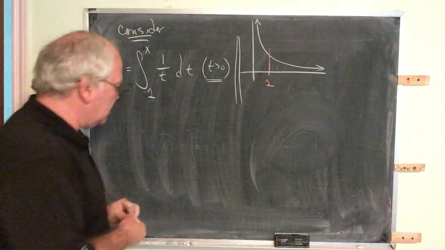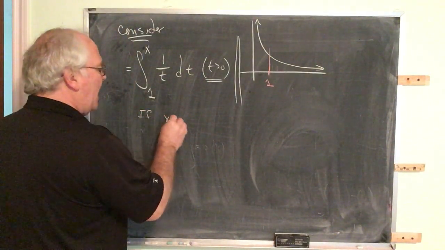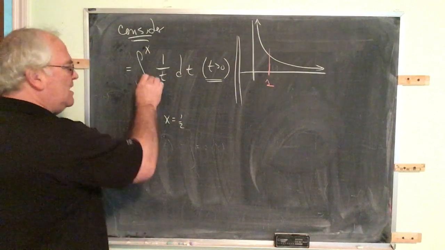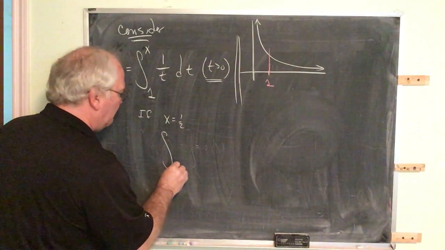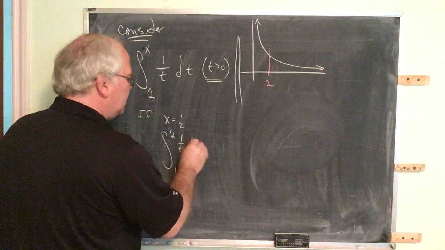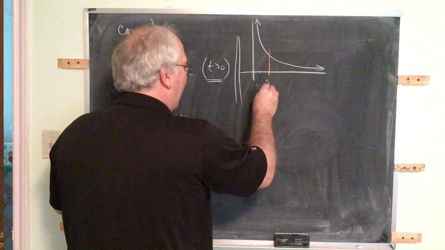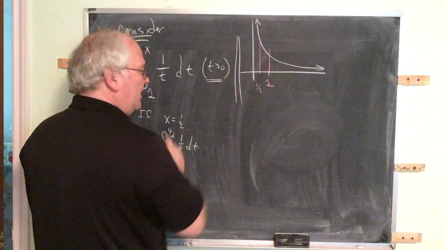Now see what that means. If we choose x to equal 1/2, that corresponds to the integral from 1 to 1/2 of 1 over t dt. That means we're going to take 1, and here's 1/2. We're going to find that area.